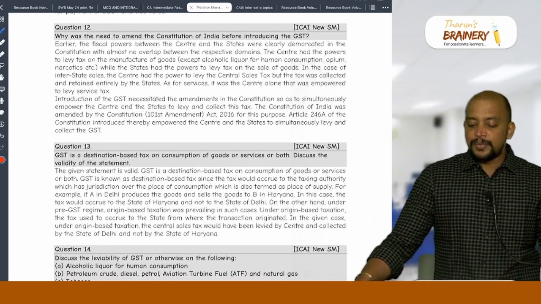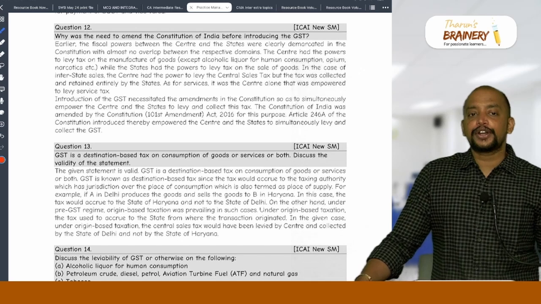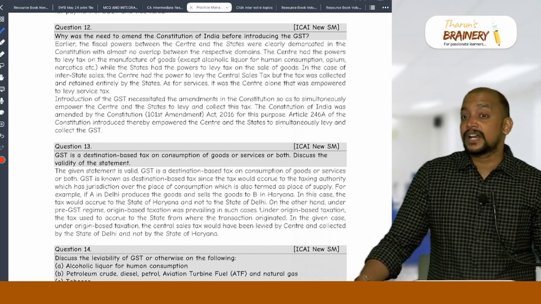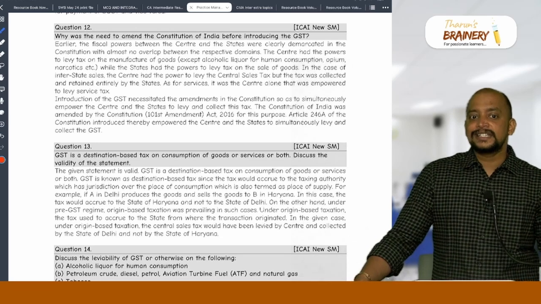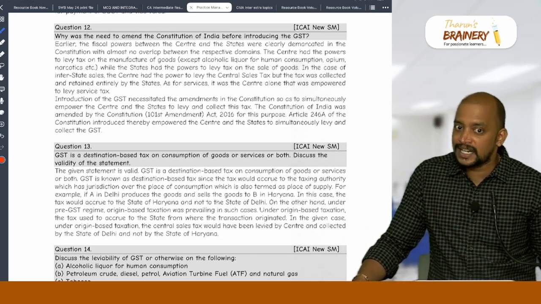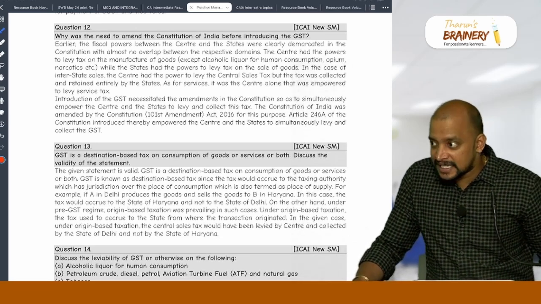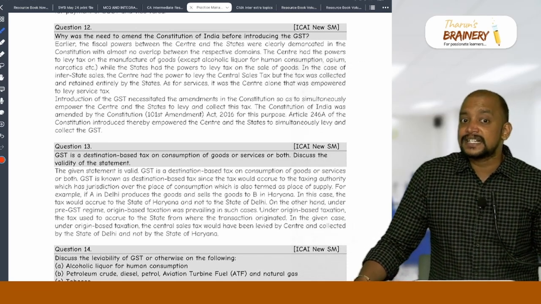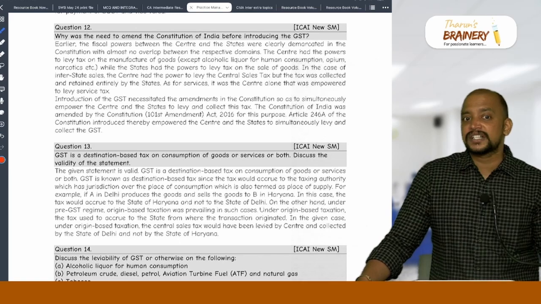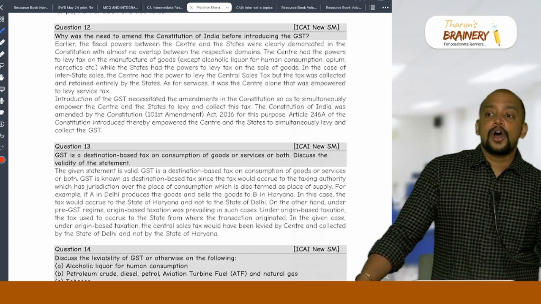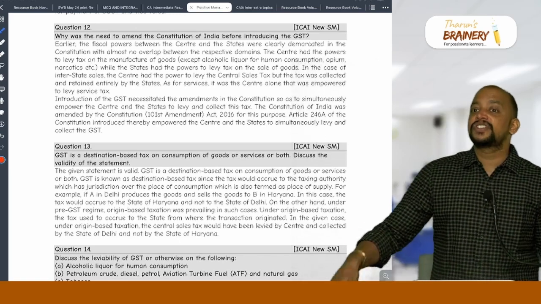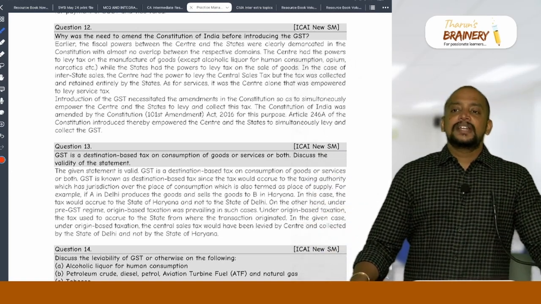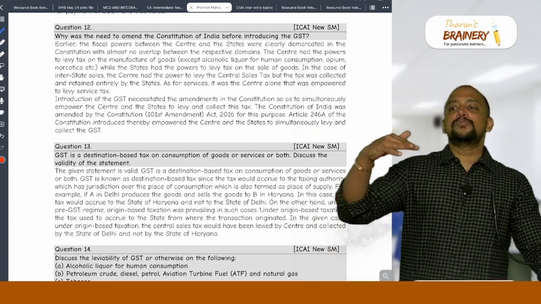Why was there a need to amend the Constitution of India before introducing GST? I told you this already. Why was a constitutional amendment required for bringing in GST? In GST there is simultaneous levy by both the central government and the state government, which means GST will now come in both the union list as well as the state list. Previously certain matters were only in the union list and certain matters were in the state list. Now it should be common for both, for which they needed to amend the 7th Schedule to the Constitution. That's why they made a constitutional amendment and then brought in the GST law.